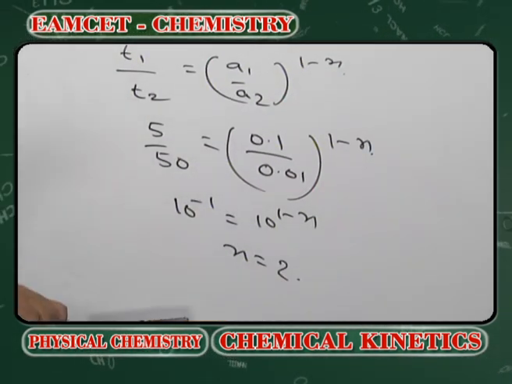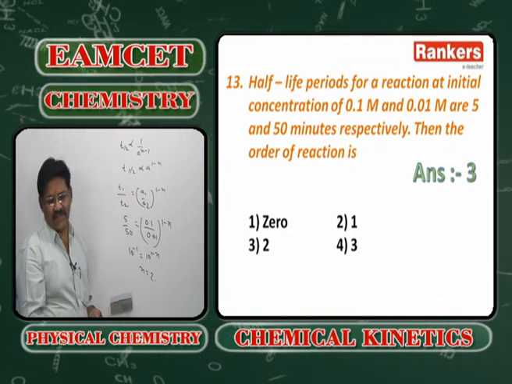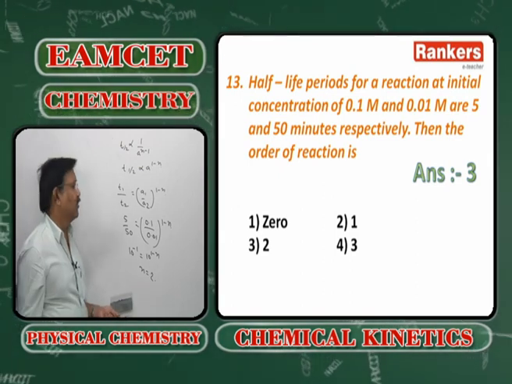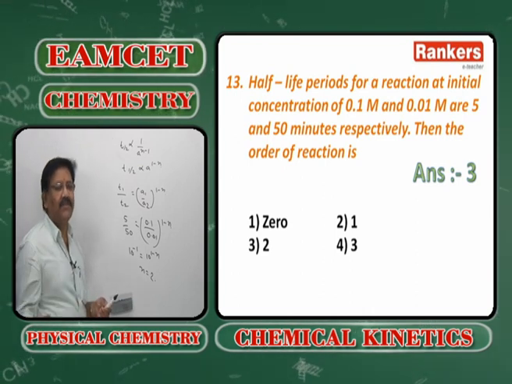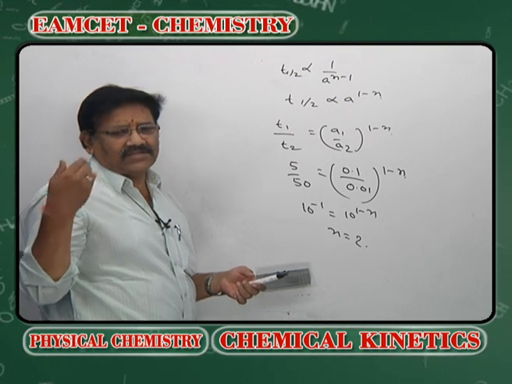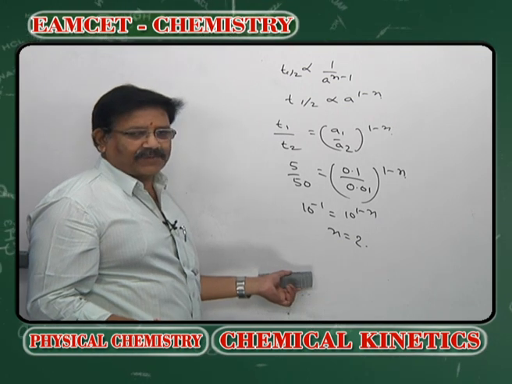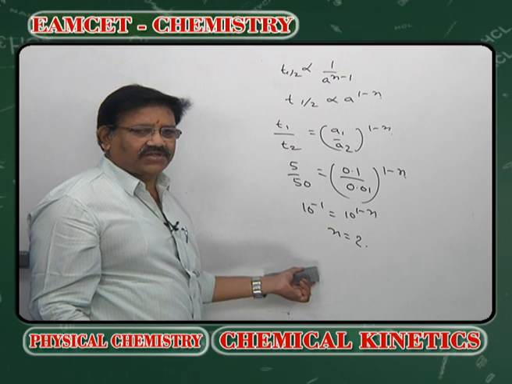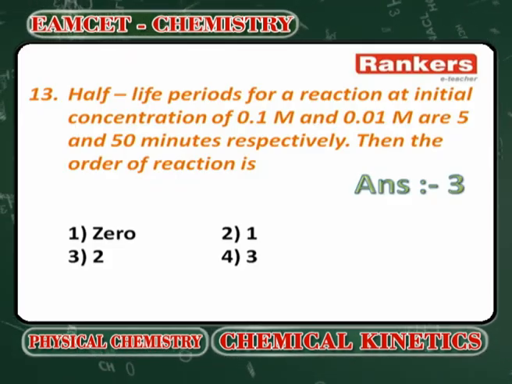Or else, what is the simple way of dealing with this problem? When our initial concentration is decreased, half-life period is increasing, which is the characteristic property of second order. Had it been zero order, half-life period is directly proportional to the initial concentration. With the decrease in the initial concentration, half-life period decreases in case of zero order reactions.